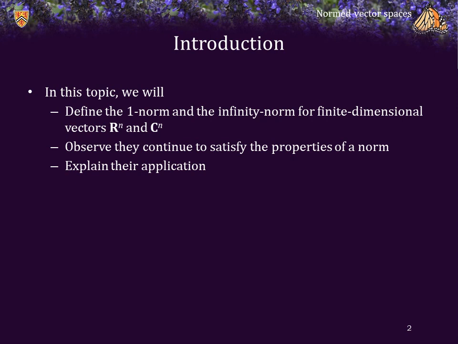So in this topic, we will define the 1 norm and the infinity norm for finite dimensional vectors R to the n and C to the n. We will observe that these two norms continue to satisfy the properties of a norm as described in the previous topic on the 2 norm. We will then describe and explain the application of these two norms over, for example, the more usual 2 norm.